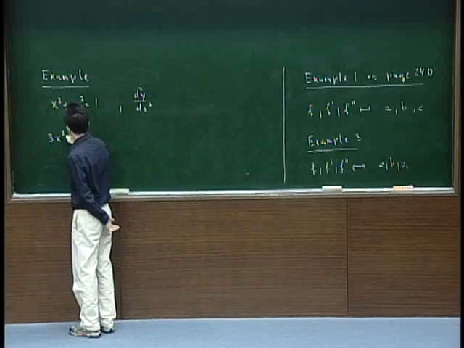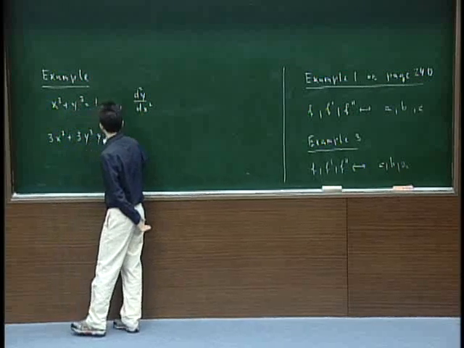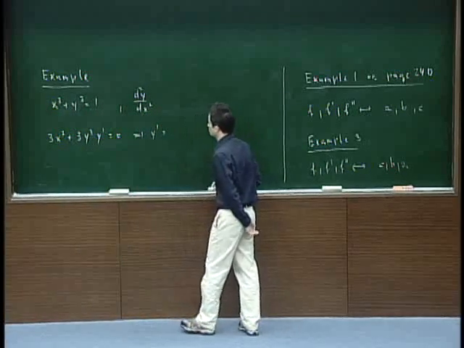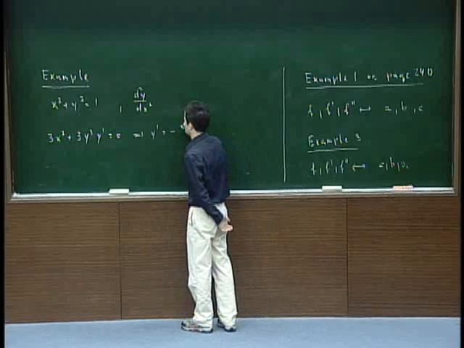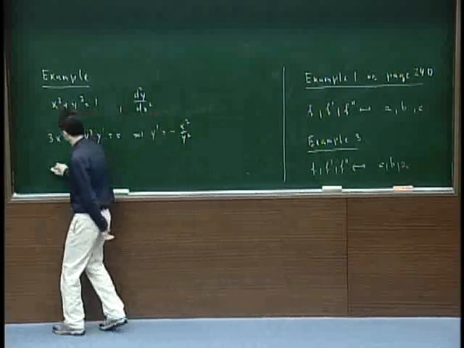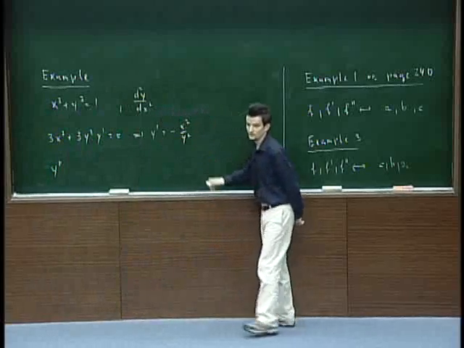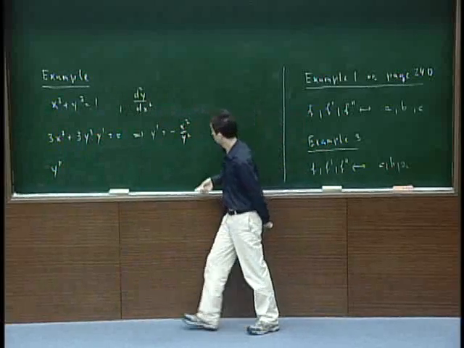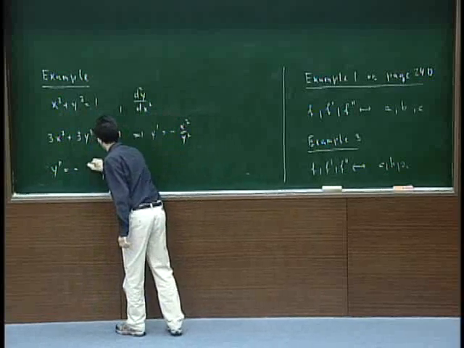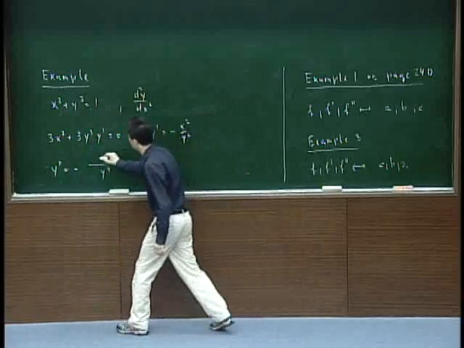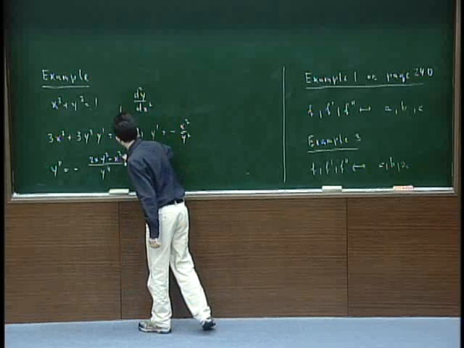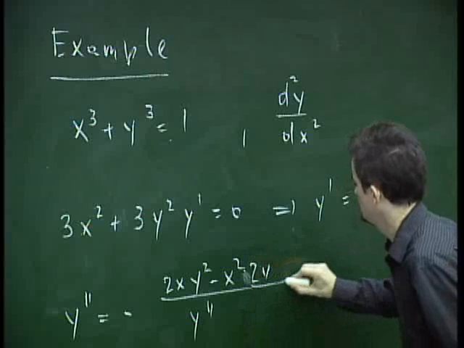So we have 3x squared plus 3y squared times the derivative of y equal to 0. From here you see that the derivative of y is equal to minus x squared over y squared. Now in order to find the second derivative, we just take the derivative here. But remember that y is a function of x. So what you get by the quotient rule is y to the fourth in the denominator, and in the numerator 2x y squared minus x squared times 2y times the derivative of y.